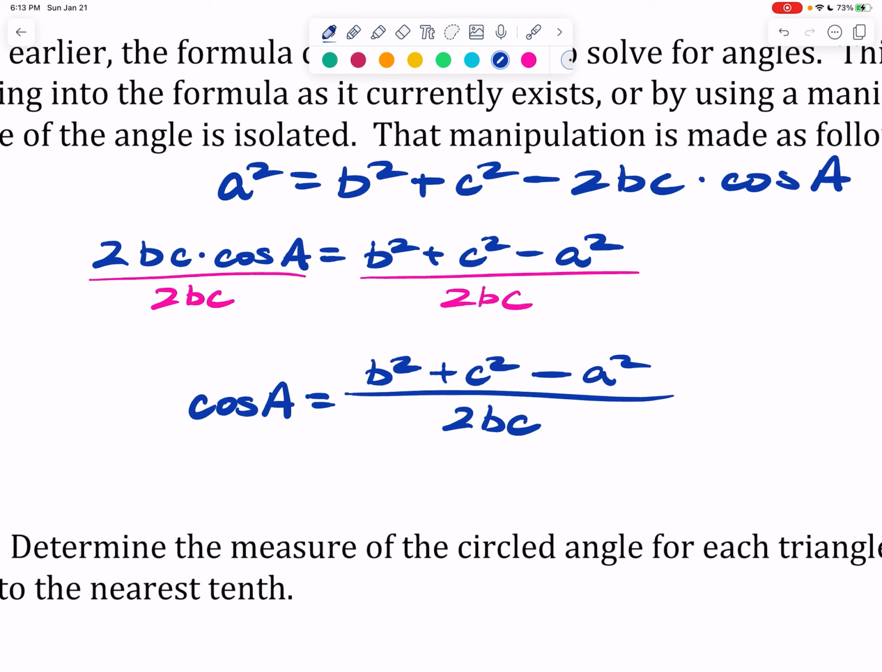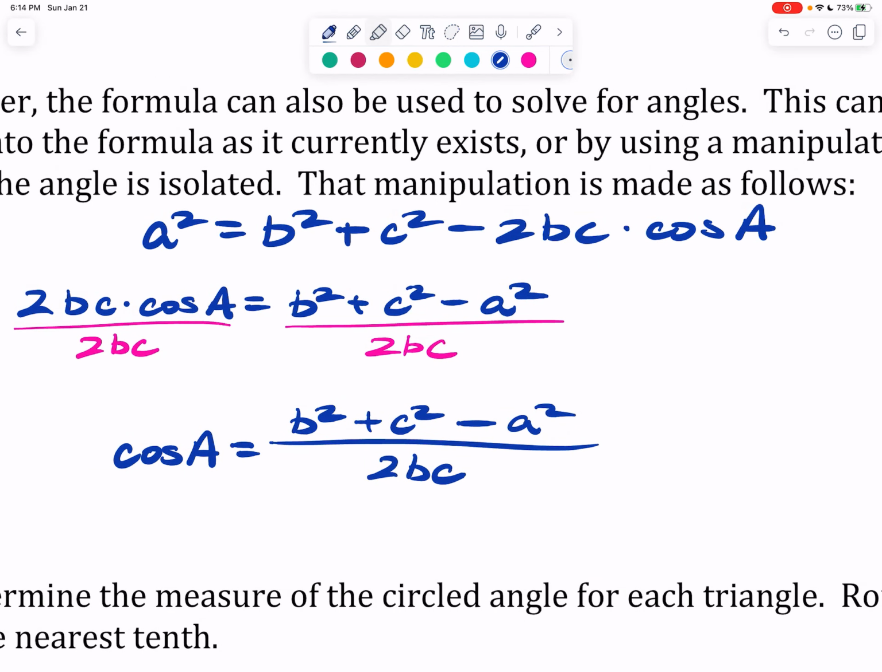You can feel free to memorize this version. Personally, I've only got so much storage space in my brain, so I always memorize this one. And then if I need to get the other one, I can just follow these two steps to get that. So that's my recommendation. We're going to use this to find angles. Again, now this is in terms of a's, b's, and c's, not everything that we work with.